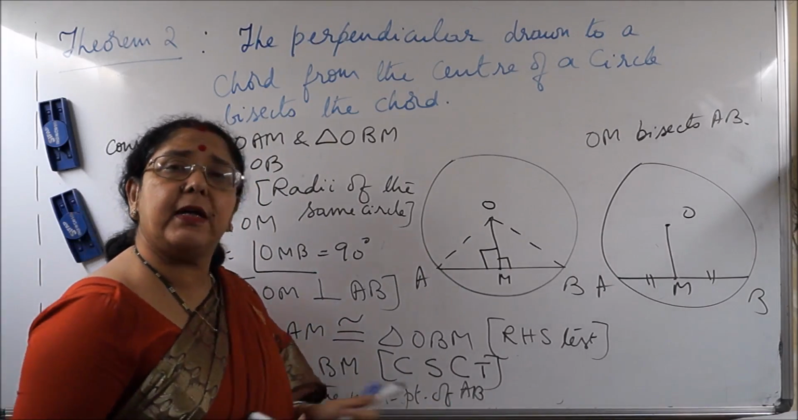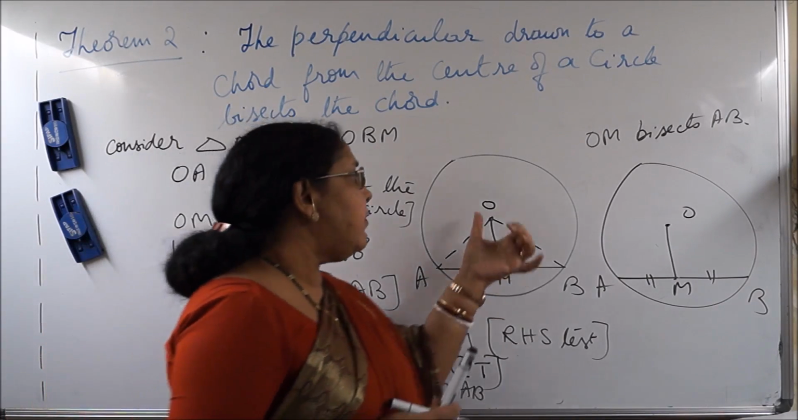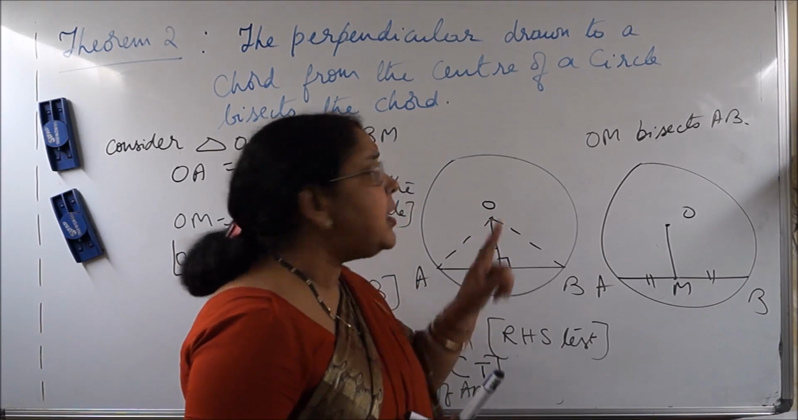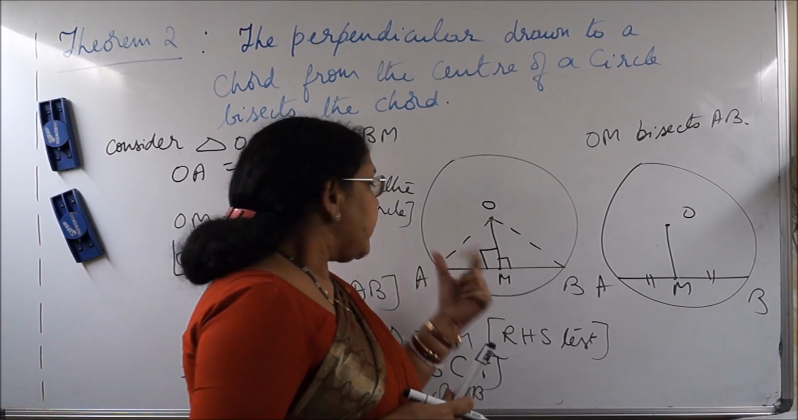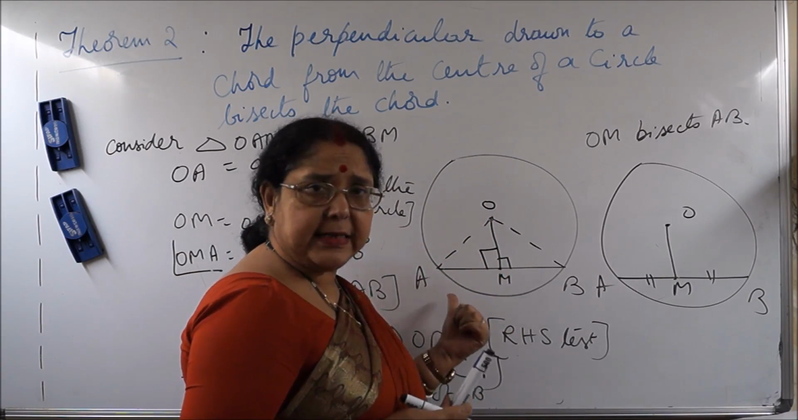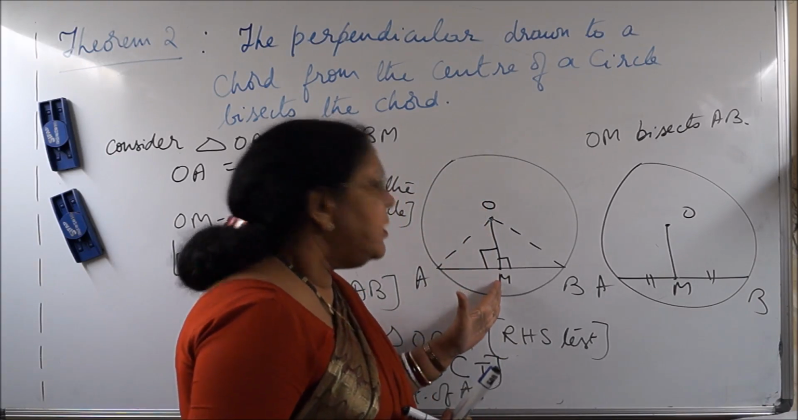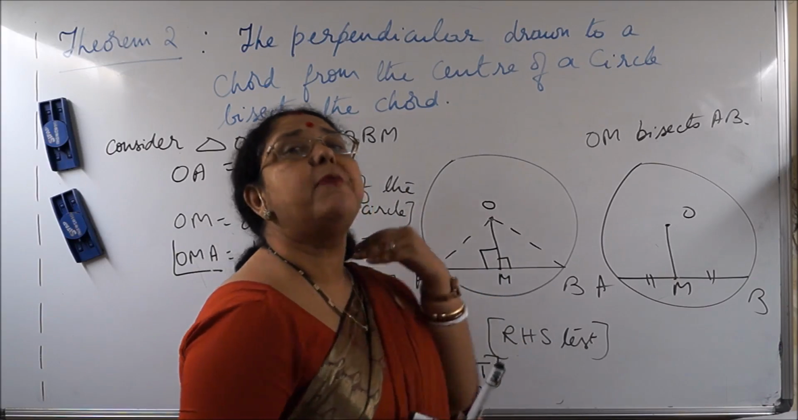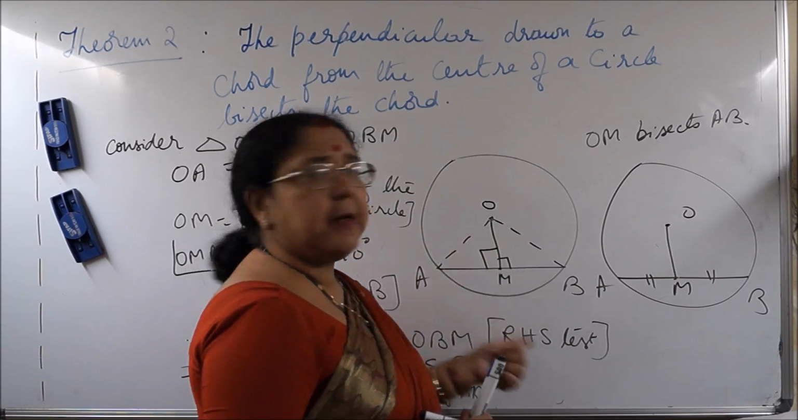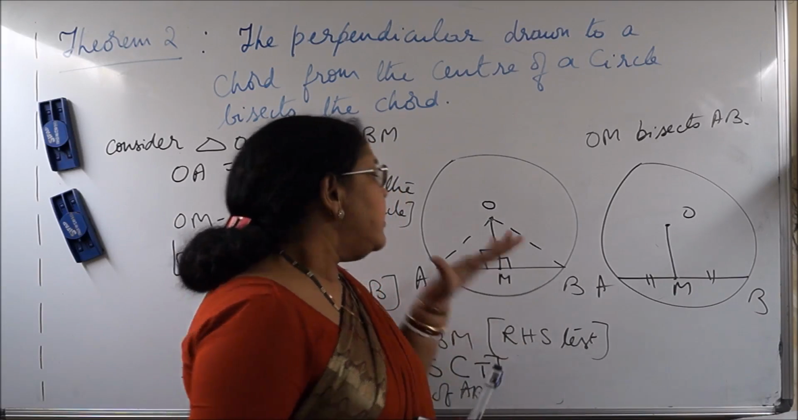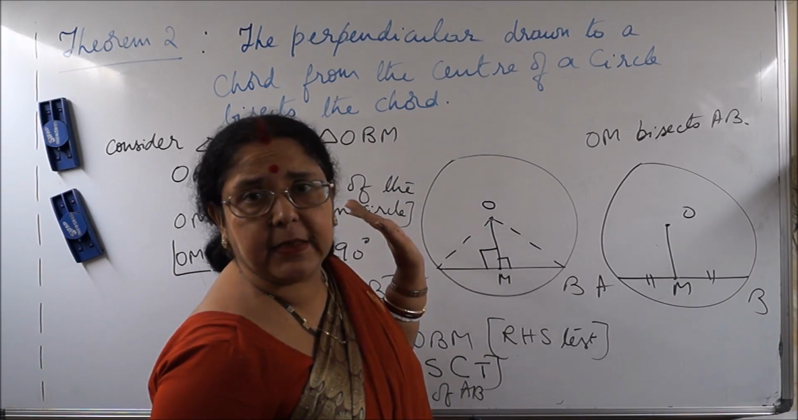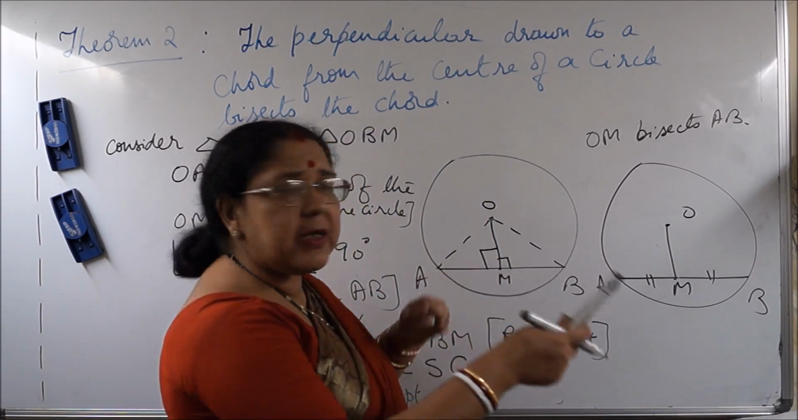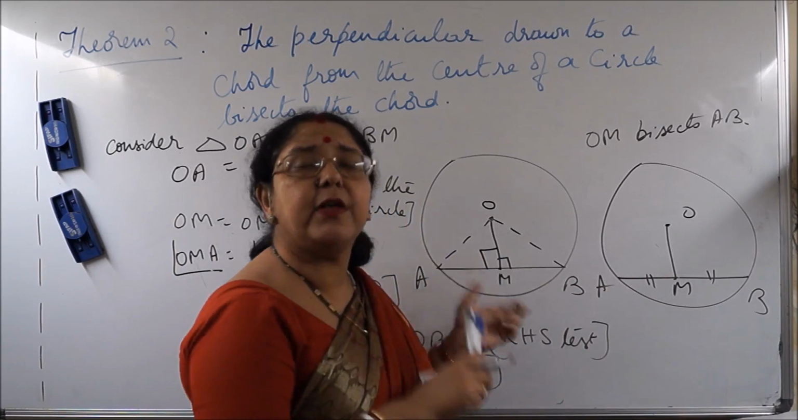In the second part, what does the second theorem say? That the perpendicular drawn from the center of a circle to a chord bisects it. Means we know that OM is a perpendicular drawn from the center of the circle to a chord AB. Then you may conclude that M is the midpoint of AB. And the only thing is the reference is this statement. You have to write this statement as your reason. So you should be very clear which one to write, which one you are using.